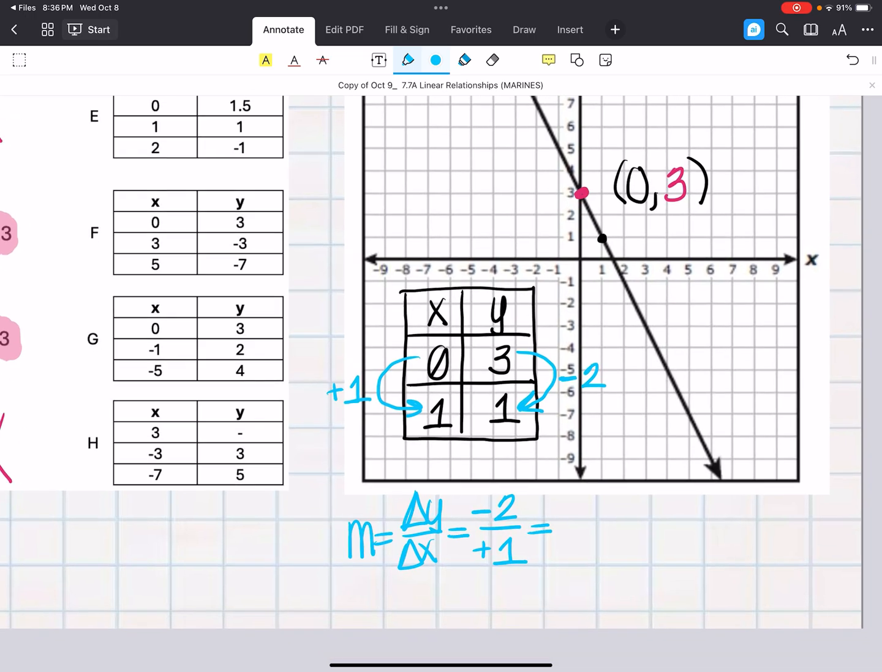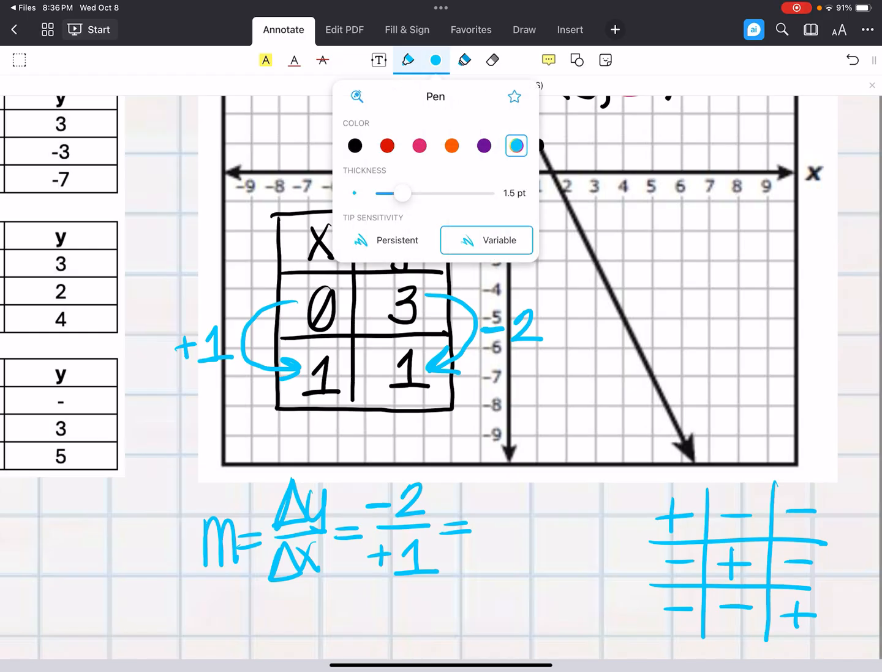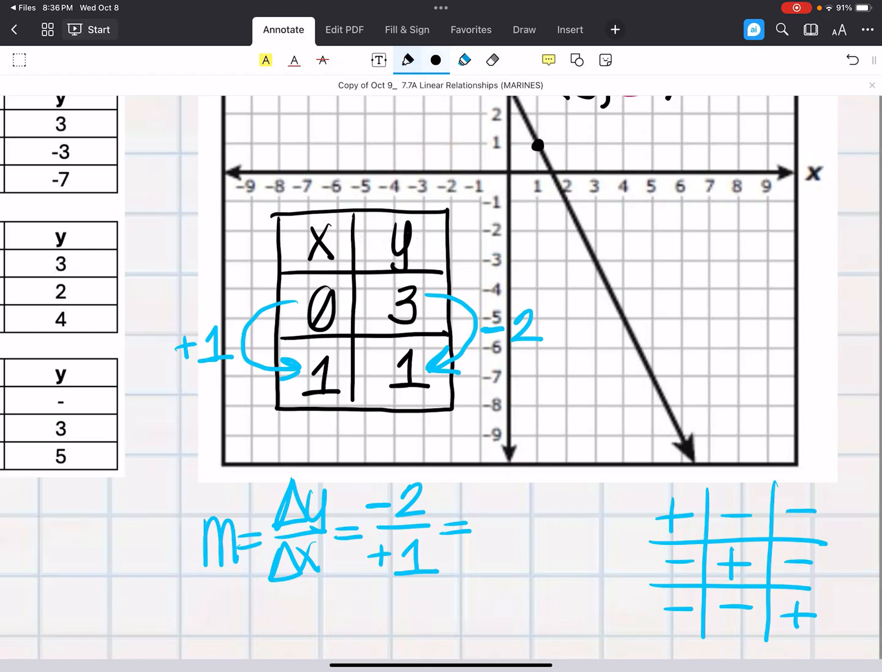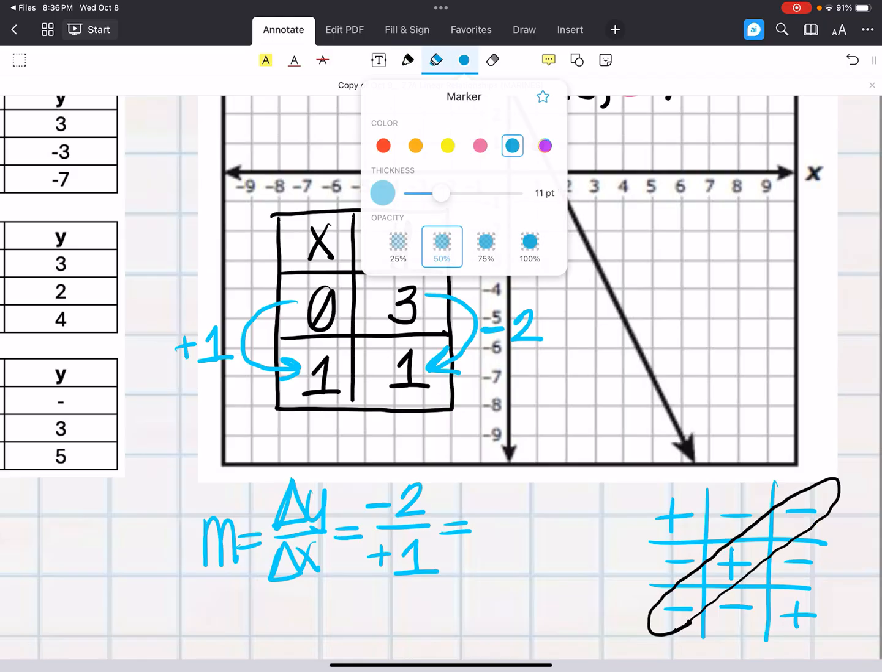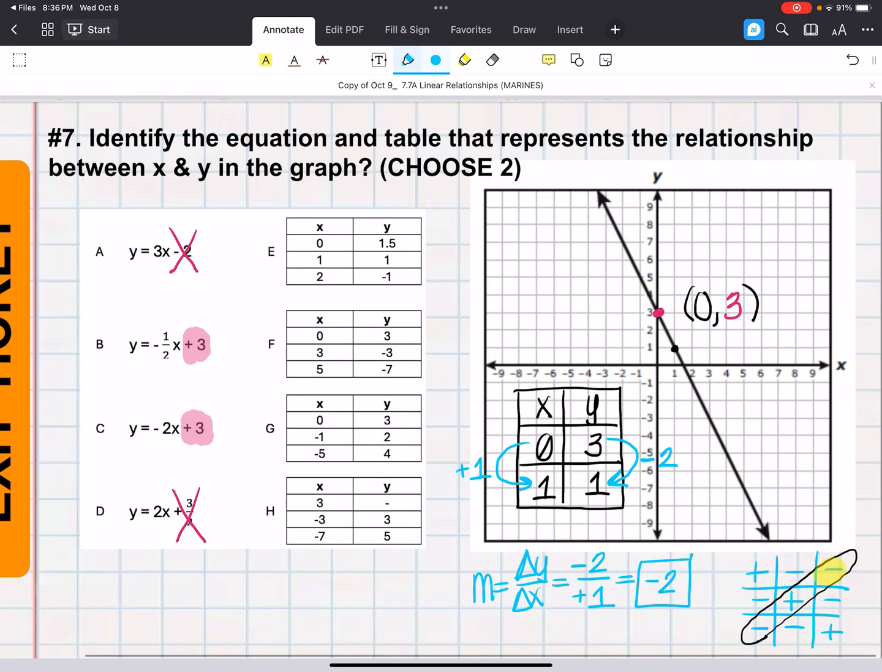From here, you have to go back to your multiplying and dividing integers where you can do your tic-tac-toe, your sleepy cat, or just remember same sign positive, different sign negative. I have a negative being divided by a positive, so this tells me my quotient will be negative. From here, I can identify that it's C that gives me the -2.